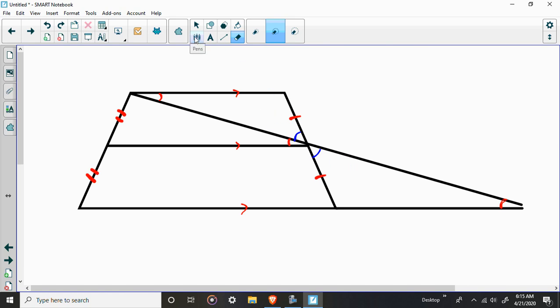So what we can do now is label some of the things that we know. So we know that this side right here, this top length, is the same as this bottom length right here, correct? So what do we know? We know now that extra piece of information that we needed, okay?